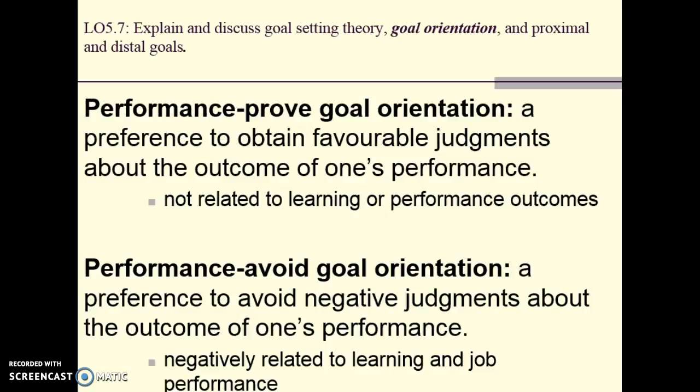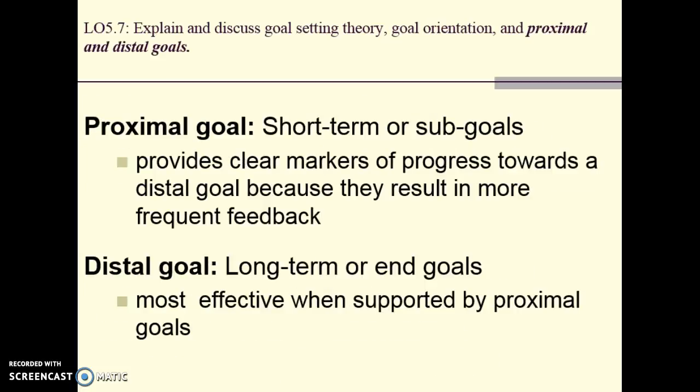Performance-prove goal orientation: a preference to obtain favorable judgments about the outcome of one's performance, not related to learning or performance outcomes. Performance-avoid goal orientation: a preference to avoid negative judgments about the outcome of one's performance, negatively related to learning and job performance.